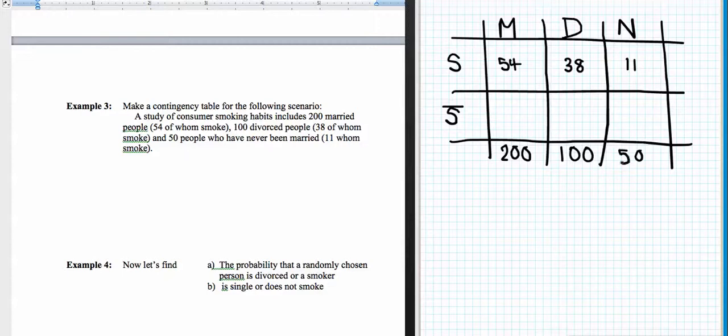So now we have these filled in, and I'm going to rewrite this a little bit better. Now we can go ahead and start going for the other totals here. So we need subtotals. Well, the first subtotal that'll be the easiest to find would either be the total for smokers or the grand total. So I think grand total is probably easiest. 200 plus 100 plus 50, that's 350.